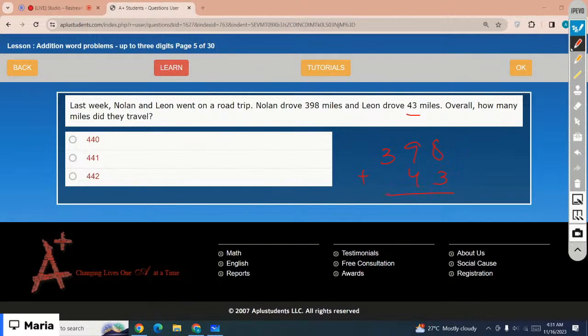So 8 plus 3 is 8, 9, 10, 11. Write 1 over here, carry 1. 9 and 1, 10 and 4, 14. Write 4 and carry 1. 3 plus 1 is 4. So that would be 441. The correct option is 441.